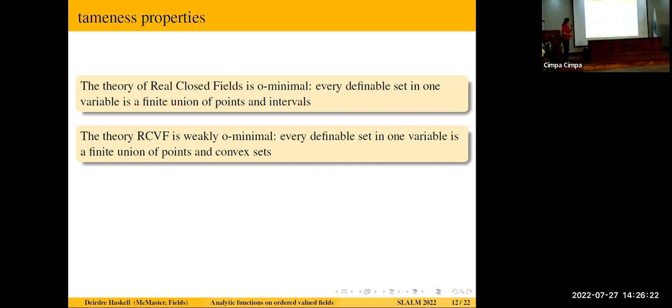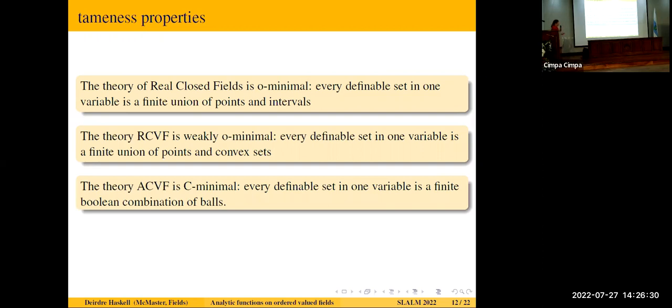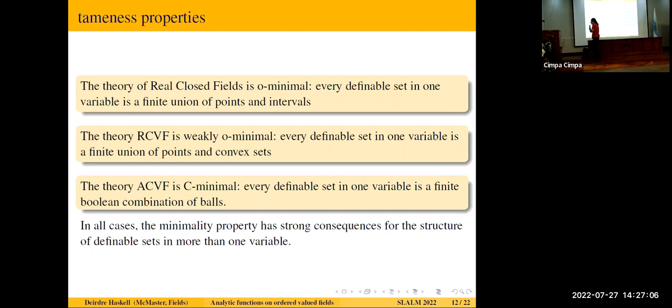And the theory of algebraically closed value fields has a property called C-minimality. I will explain why we call it C, but every definable set in one variable is a finite Boolean combination of balls. So our definable sets here, rather than being just the intervals that you could get along the ordered line, turn out to be a ball, say the valuation ring, with finitely many balls removed. So say remove the maximal ideal, and then that gives you a minus n. It's hard to see in that picture, but it's what it could look like. So that again gives us control over the definable sets in one variable, which also has strong consequences for the structure of definable sets in more than one variable. And this gives us a lot of power for understanding the geometry of those sets.